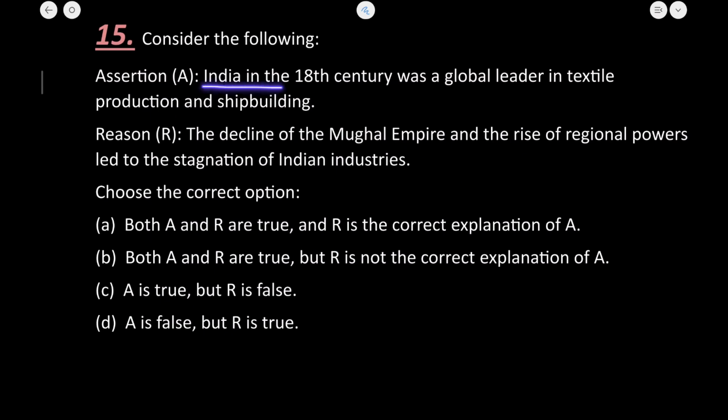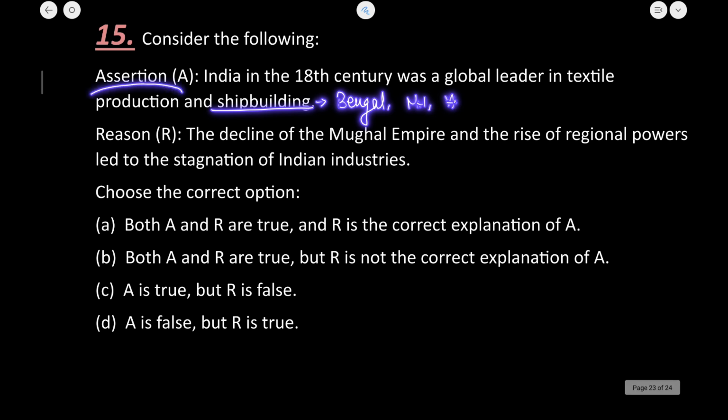India in the 18th century was a global leader in textile production and shipbuilding. Obviously, I have just told you, it is absolutely correct. The shipbuilding industry was very prominent in Bengal, Maharashtra and the Andhra region. The textile industry was very prominent in Bengal, Gujarat and Tamil Nadu. And Europeans also purchased these ships. So this is absolutely right.